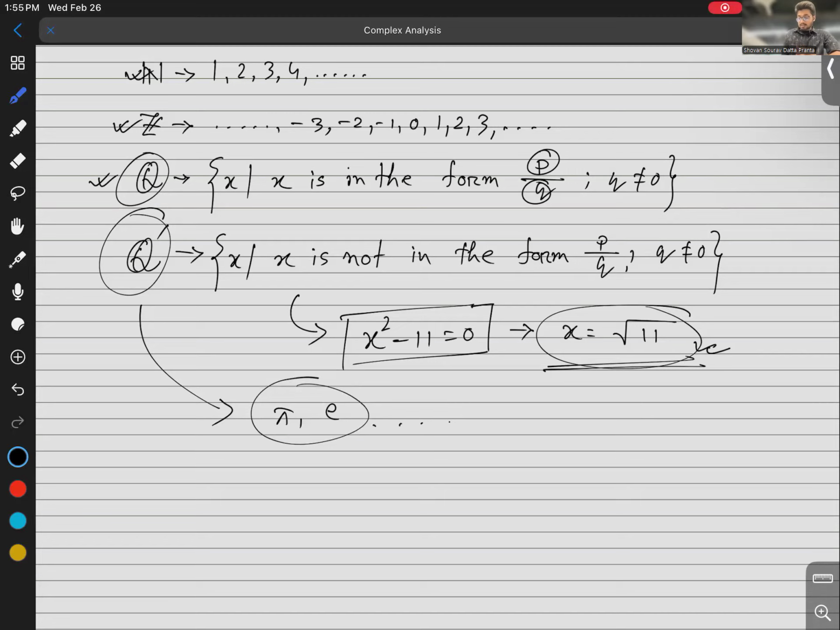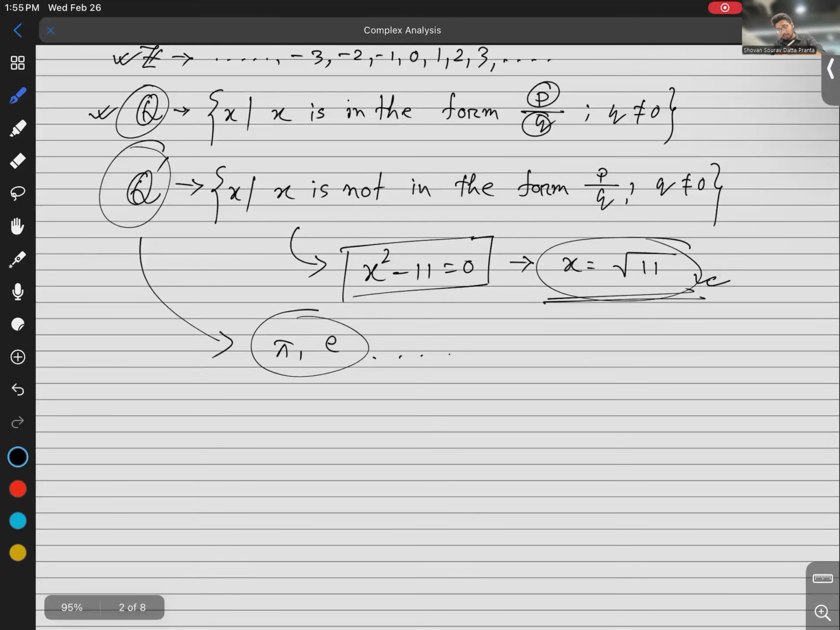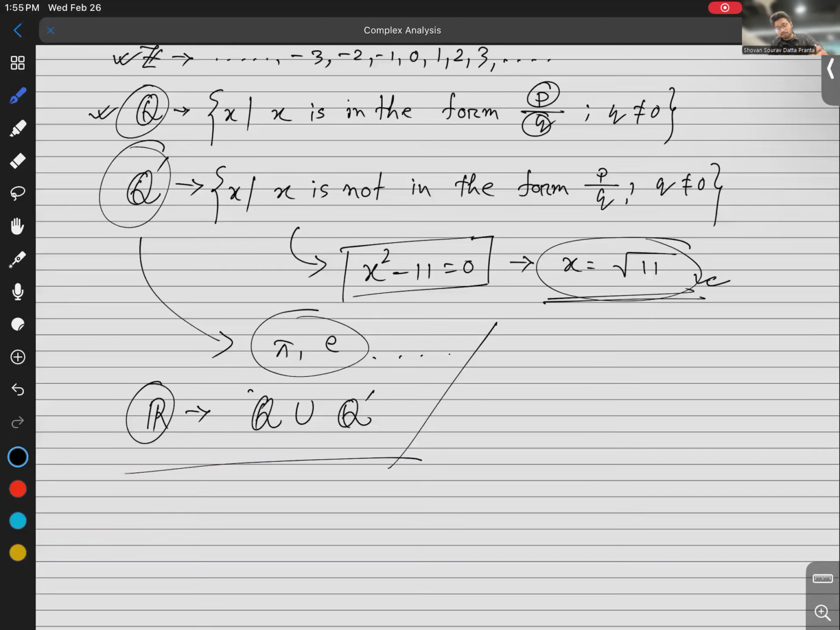Now if we combine the rational number set with the irrational number set, we get our real number system. That is, our real number system is basically Q union Q prime. That means if we take the union of these two sets, we get our real number system. After the invention of the real number system, mathematicians were doing good, and they almost believed that there was no solution to an equation such as x squared plus 1 is equal to 0.